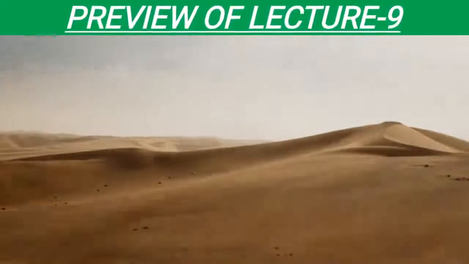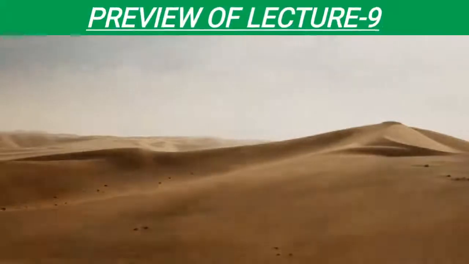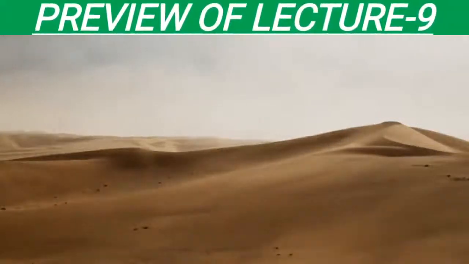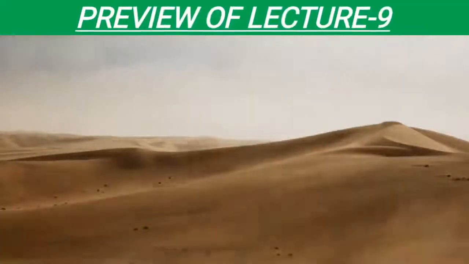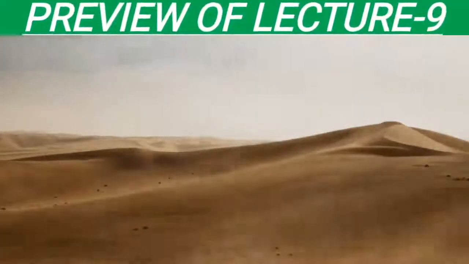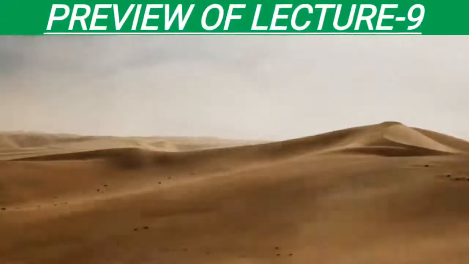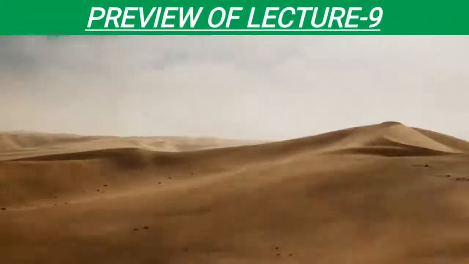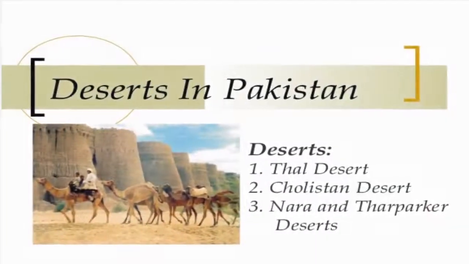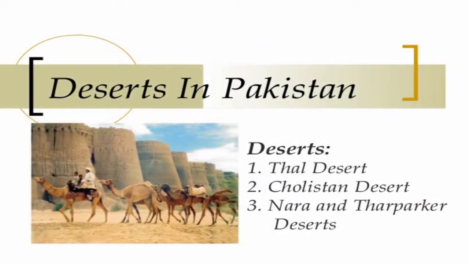Okay, guys, the southeastern part of Pakistan consists of deserts, and this area includes Bahawalpur, Sukkur, Khanpur, Mirpur Khas, and Tharparkar. Well, the main deserts of Pakistan are Thal Desert, Thar Desert, Cholistan Desert, and one more desert is Nara, or you can say Tharparkar Desert. Let's talk about each of the deserts in detail.